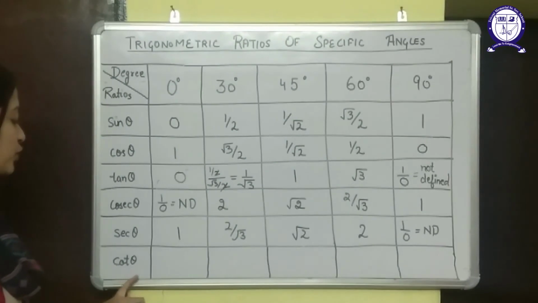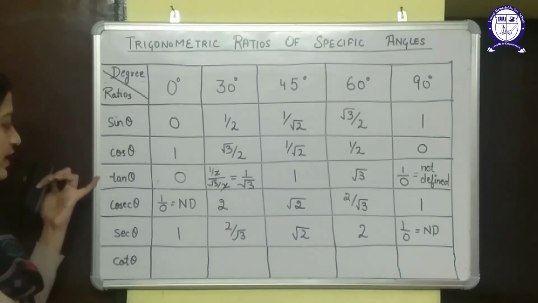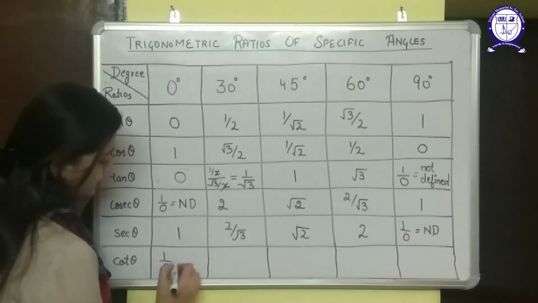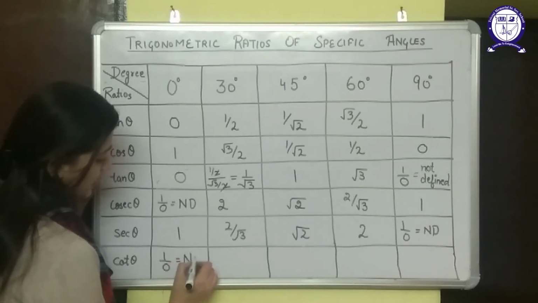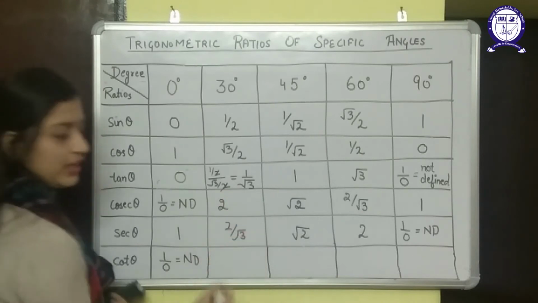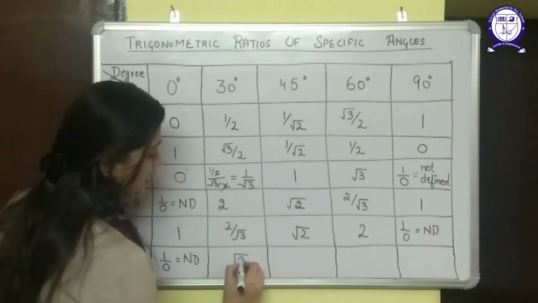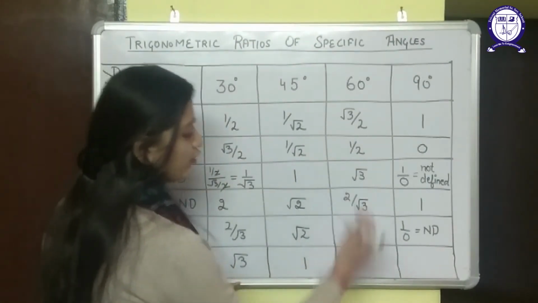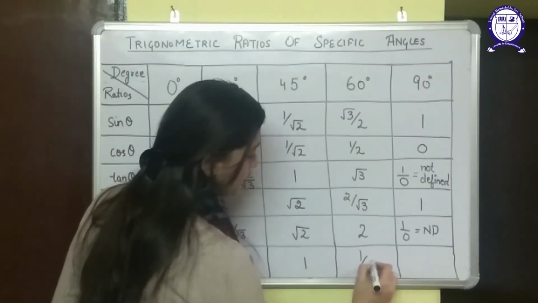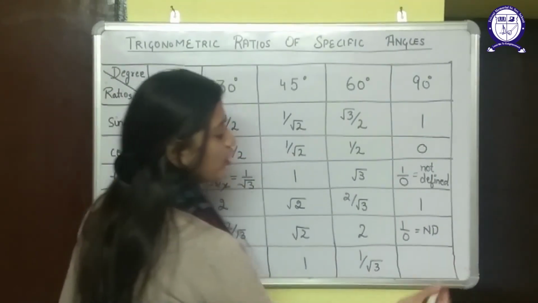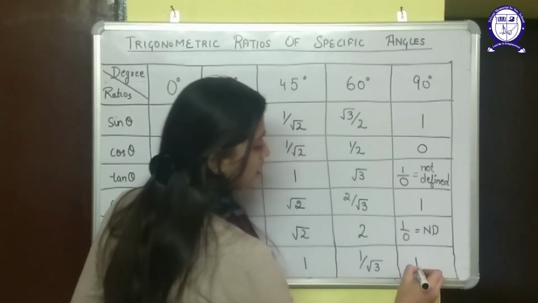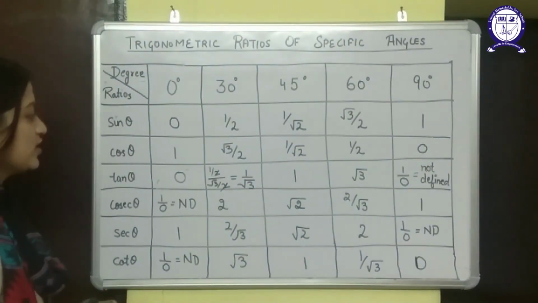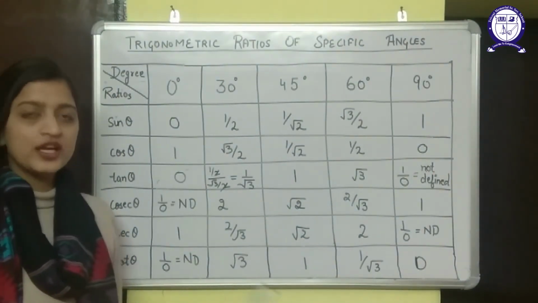Okay, now coming to cot theta, it is the reciprocal of tan theta. So 1 upon 0, not defined. 1 upon root 3, so the reciprocal is root 3. The reciprocal of 1 is 1. The reciprocal of root 3 is 1 upon root 3. And the reciprocal of 1 upon 0 is 0. Okay, so this is how the table is formed.